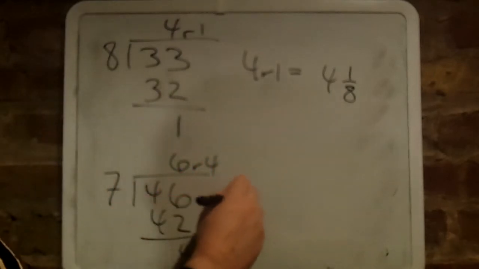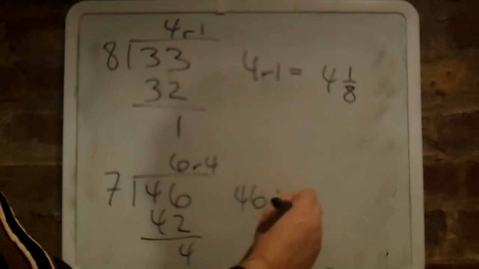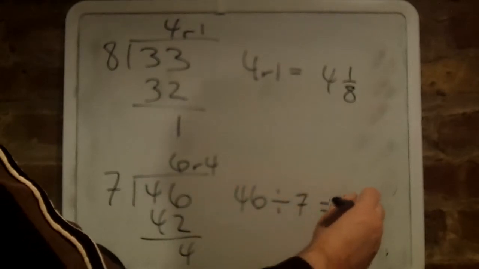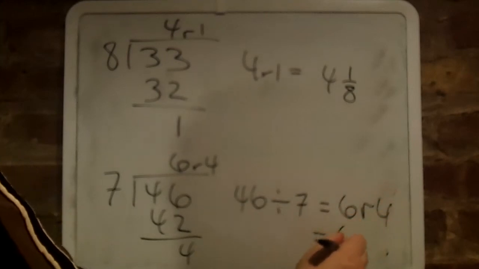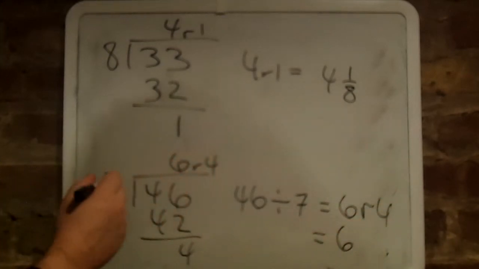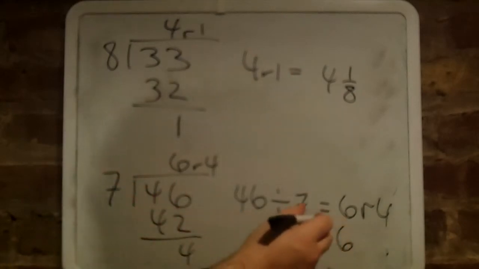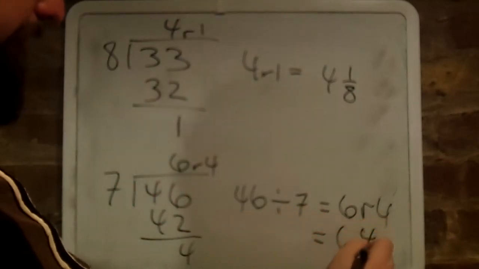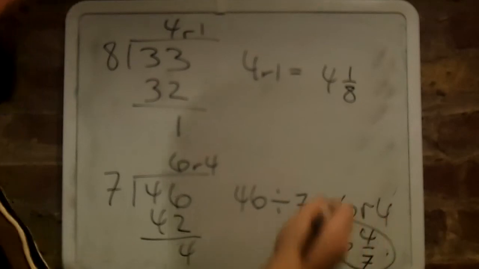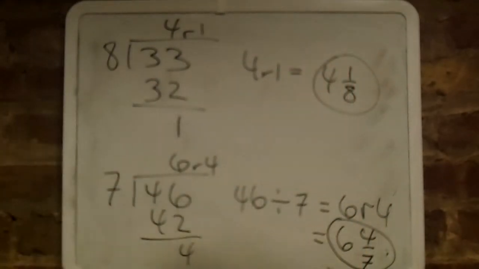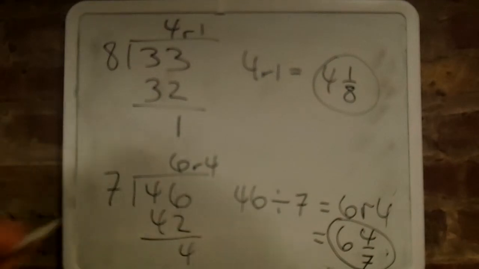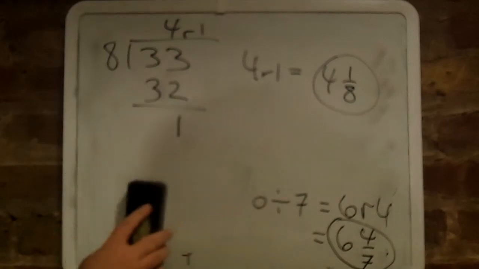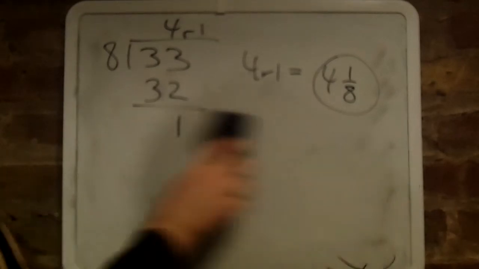So this means that we take this remainder and we divide it by the number on the outside, so this would be 6 and 4/7 is our answer. So that's how we deal with remainders. Now on a calculator, if you punched this in, you would get a decimal, but we haven't learned about decimals and how to convert between fractions and decimals yet, but we'll be getting to that in not too long a time.